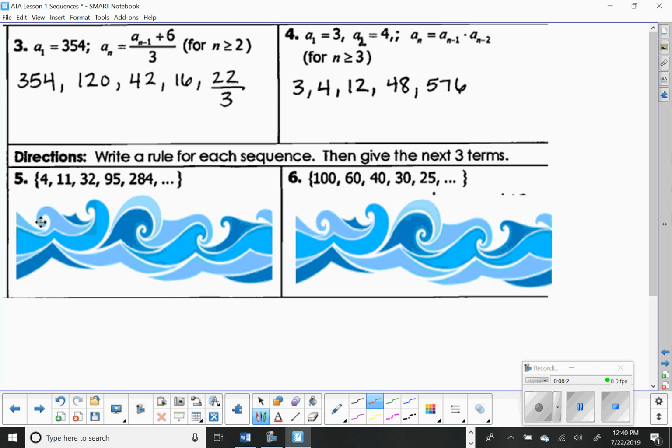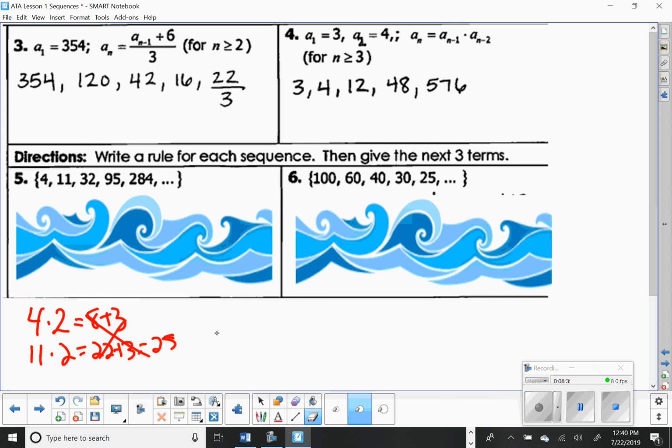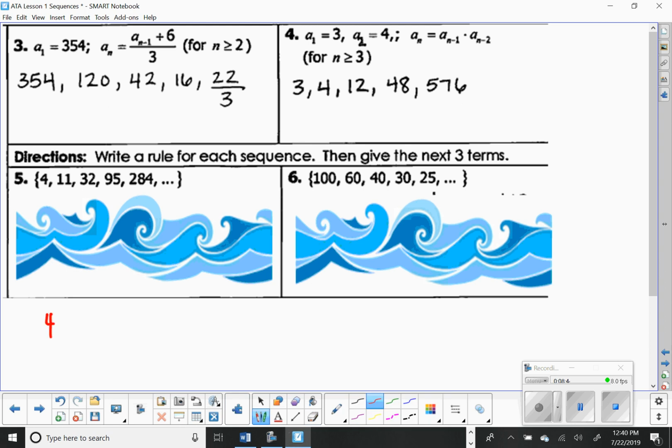No. What if I multiply 4 times 2? That would give me 8, and I would have to add 3. If I do 11 times 2, I get 22. Add 3, that's 25. That doesn't work. Okay, so I try something else. I say, what about 4 times 3? That's 12. Okay, if I subtract 1, I get 11. What if I do 11 times 3? That's 33. I subtract 1. Ooh, that's 32.